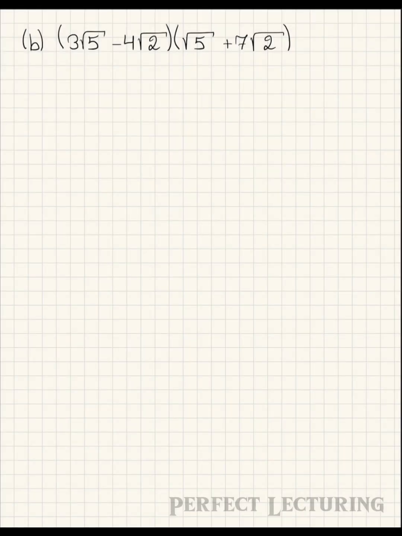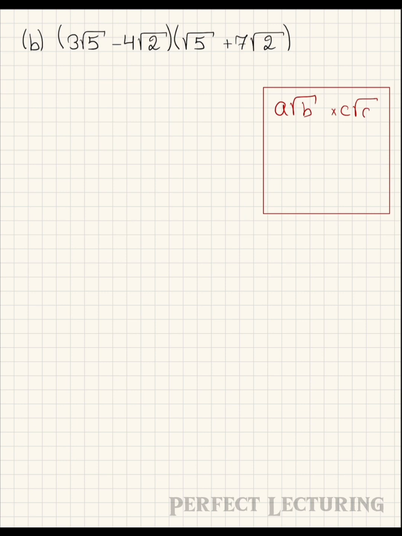For the next exercise, we have to distribute, we have to multiply. Now, first of all, how do we multiply square roots? If I have a root b times c root d, I multiply the outer numbers together and the inner number together. So this gives us a times c square root b times d. So let us apply it on our example.